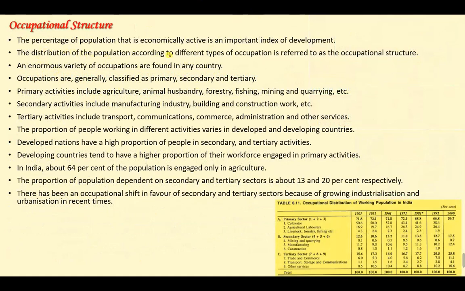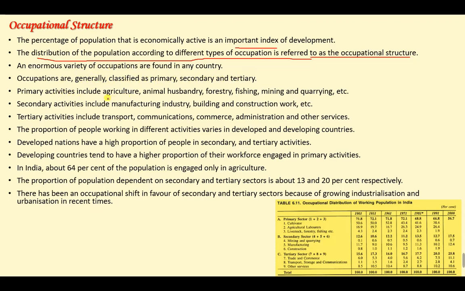The distribution of population according to different types of occupation is referred to as the occupational structure. Occupation is the type of work they do for their livelihood. An enormous variety of occupations are found in any country that belong to primary, secondary, and tertiary.